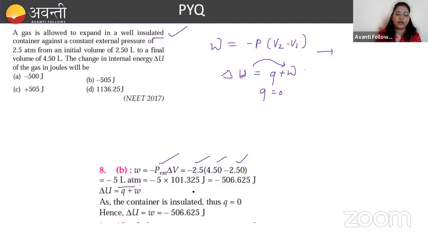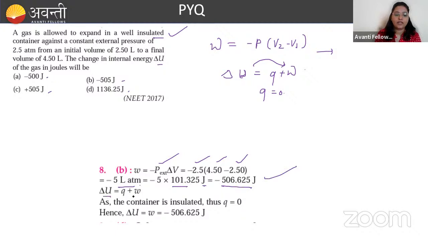Liter atm, we need to convert it into joule, because in the options, joules is given. We need to find delta U also in joules. So just multiply it by 101.325. After multiplying, whatever answer you get is in terms of joule.